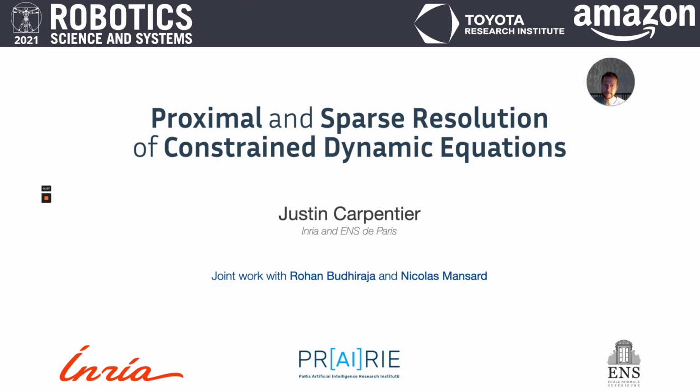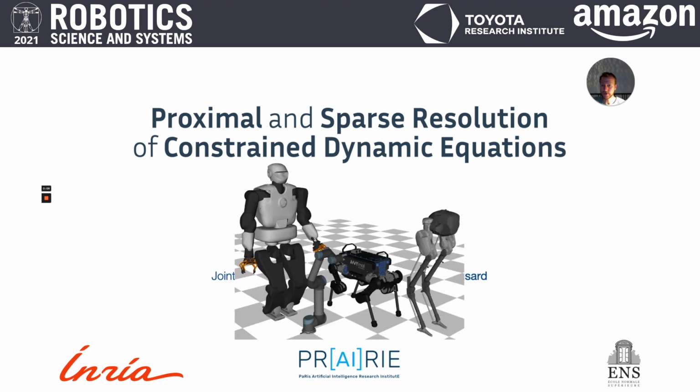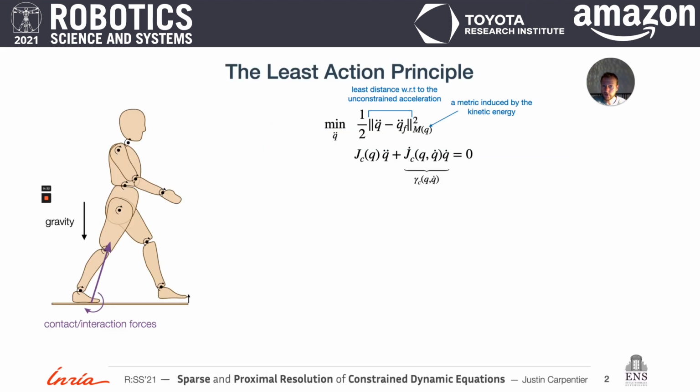So constrained dynamics is an important topic in robotics, as many robots may suffer from contact interaction or might have loop constraints that are hard to handle in simulation. Constrained dynamics follows the so-called least action principle, which states that the current joint acceleration should be equal to the free acceleration of the system according to a kinetic metric, while also enforcing the contact constraint acceleration.